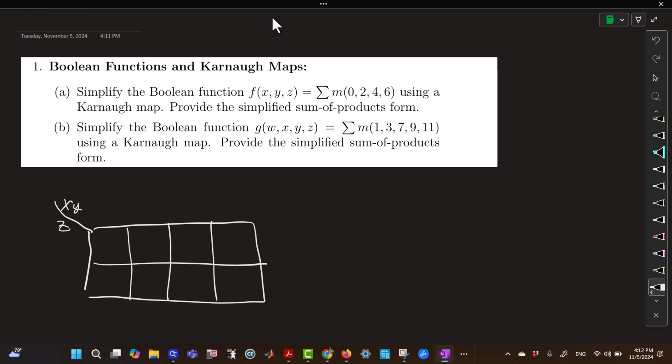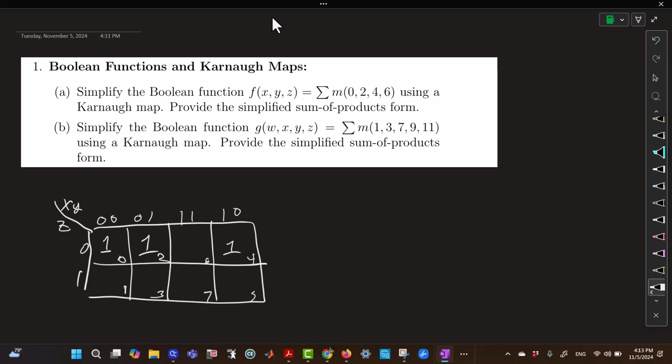map min terms are. It's 0, 1, 2, 3, and then you skip to the last column, 4, 5, 6, 7, and you need to know that the column labels are 00, 01, 11, 10. So that's a 3 variable Karnaugh map. When I have min terms, that's where I have my 1s. So I'll have a 1 at 0, and 2, and 4.